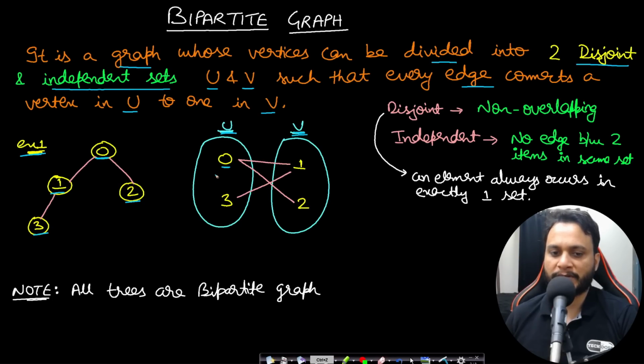That will not be possible. Okay, so if this can be done for a given graph, then such kind of graph are called bipartite graph. So there are two important points to remember: the disjoint and independent set.